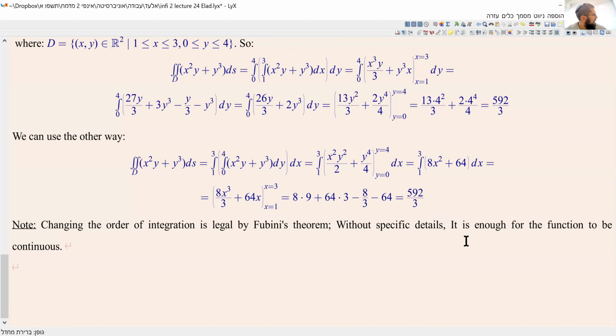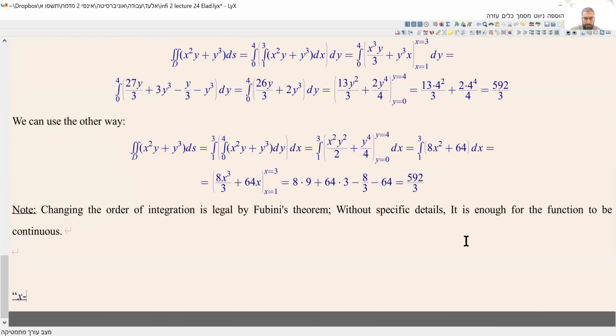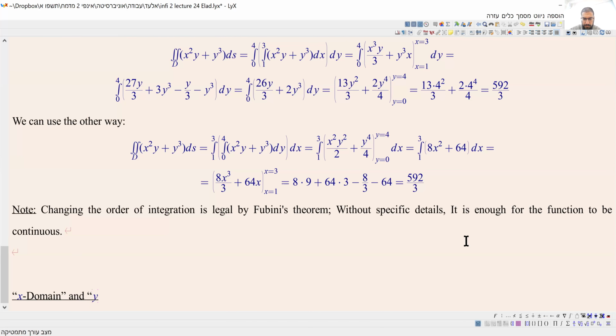When we march forward to the second type of domains, we want to know how to calculate integrals over them. I call them X domains and Y domains.